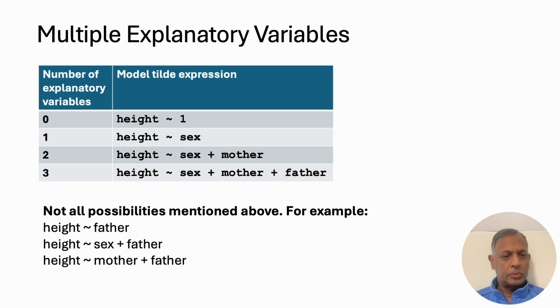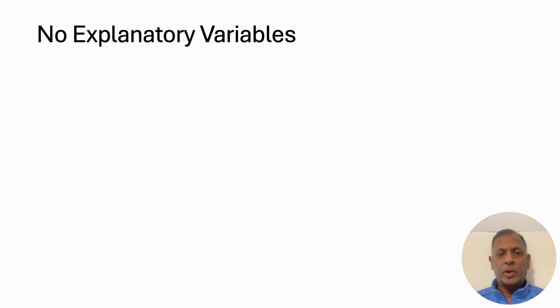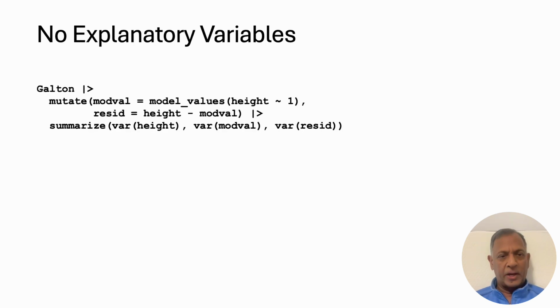Okay, these are all some possible models that we could consider. First, let's look at the model with no explanatory variable. This time we say Galton mutate model values height tilde 1. That is, build the model with no explanatory variable and determine the model value for every row of our data set. Obviously the model value is going to be fixed, because if there is no explanatory variable, then the model value is just the average.